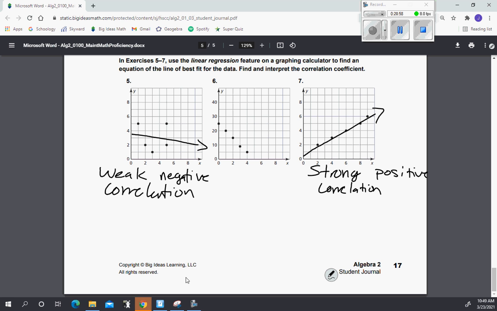Okay. Number 6. I'm not going to do a line of best fit equation for it, but the dots are really close together, right? Really close to that line. That's a strong, it's going down and to the right, so that's a strong negative correlation. Okay.